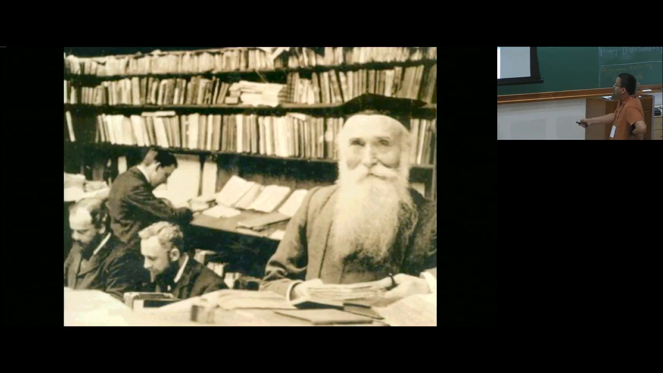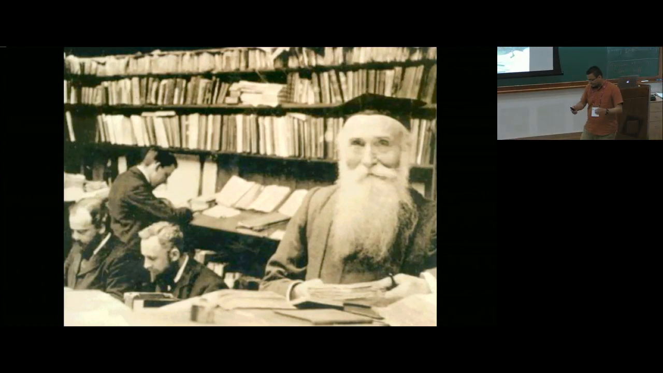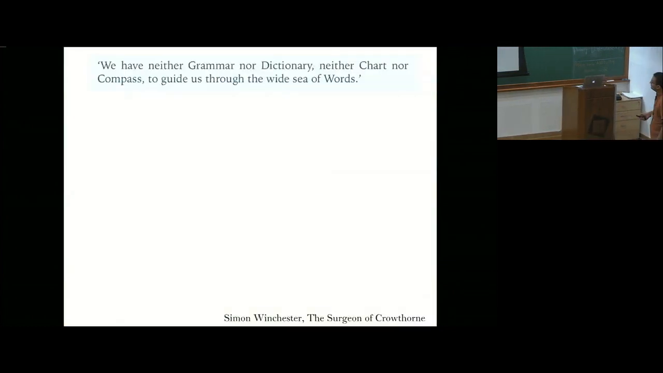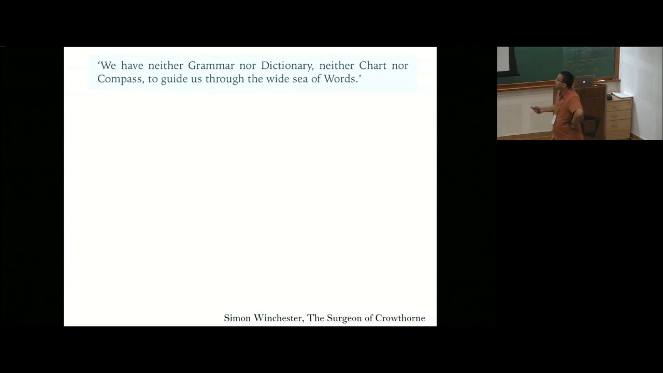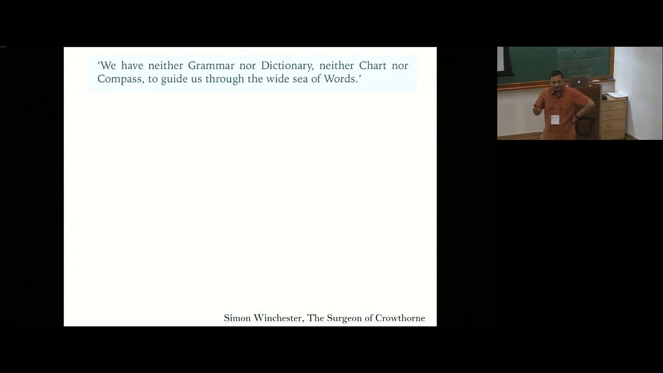So you can see his team back over there compiling words and their meanings from various different sources and putting together this dictionary. Why do I bring this up? Because I'm taking a lot of this from a very nice book called The Surgeon of Crowthorne, the story of this Oxford English Dictionary. At the time, it was felt that there was really no guide to help us through this wide sea of words, no grammar, no dictionary, and that was one of the reasons why they felt the need to have a dictionary in the first place.